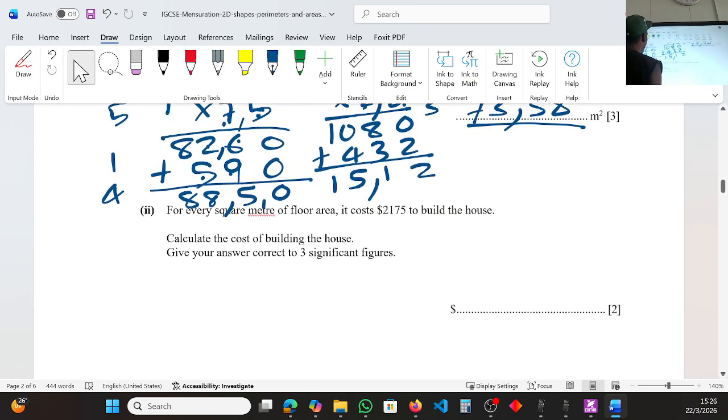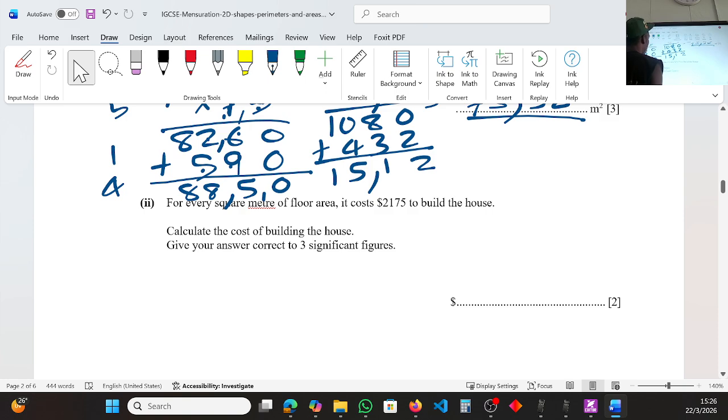For every square meter of floor area, it costs 2,175 to build the house. Calculate the cost of building the house. Give your answer correct to three significant figures. Wow.